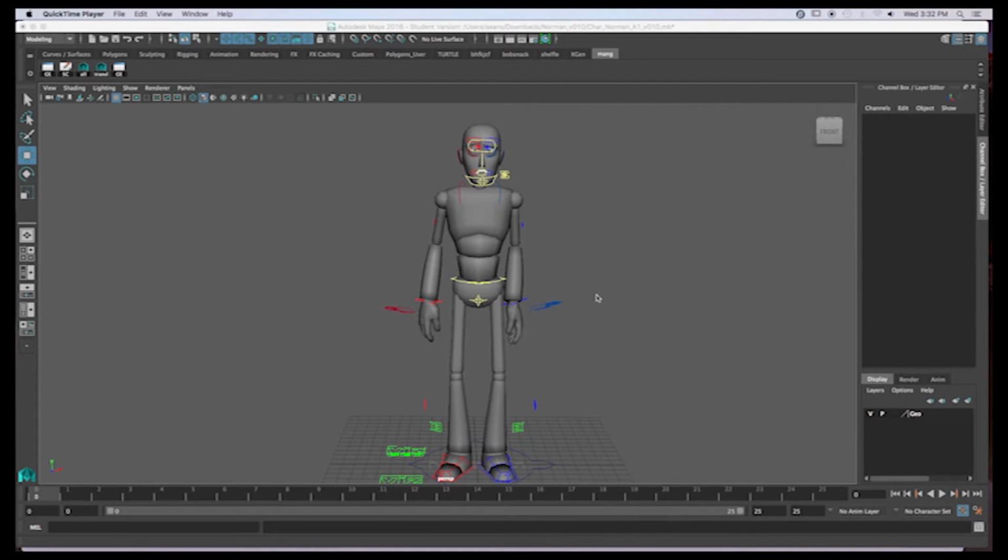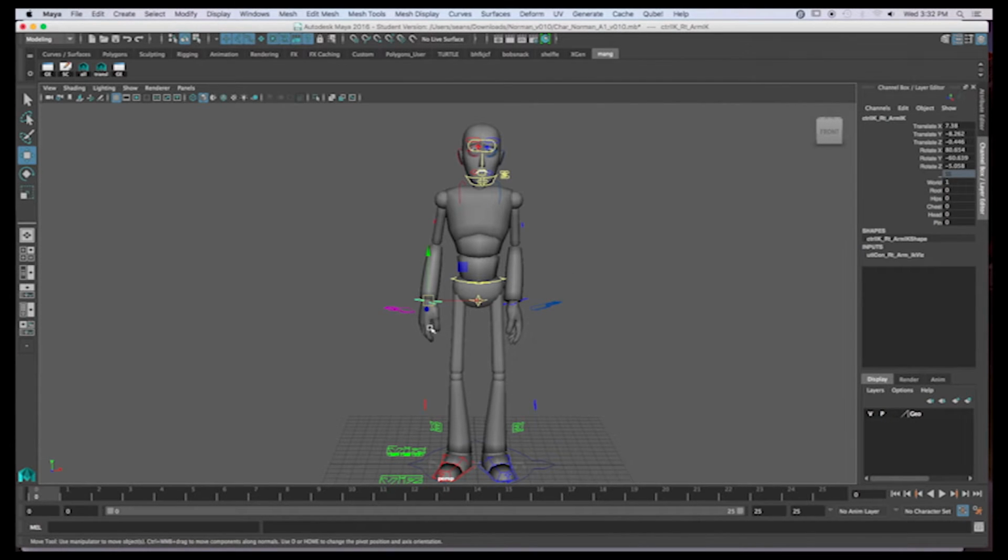We're going to get into some arm posing here. Now, I already posed the fingers and the hands, so you can see that they're not default. But what a lot of people forget to do when they first start animating is think about the anatomy and how one thing affects another in terms of mechanics.